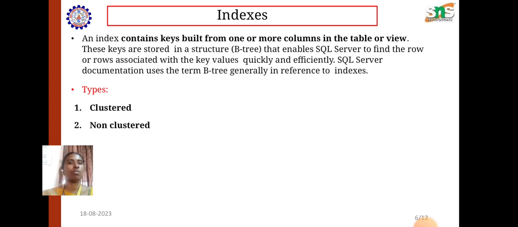Next, we are going to see about indexes. An index contains keys built from one or more columns in the table or a view. These keys are stored in a structure like a B-tree that enables SQL Server to find the row or rows associated with the key values quickly and efficiently. SQL Server documentation uses the term B-tree generally to refer to indexes. Indexes are classified into two types: clustered index and non-clustered index.